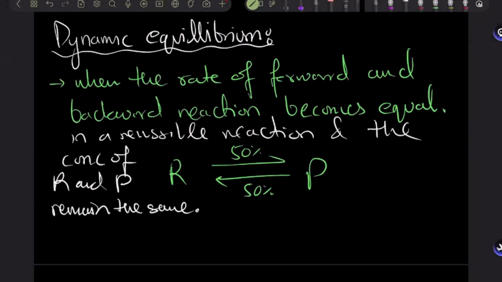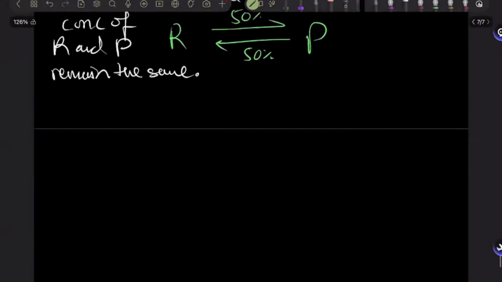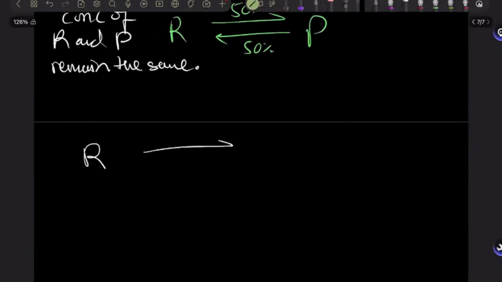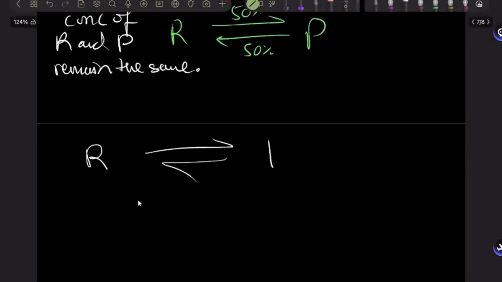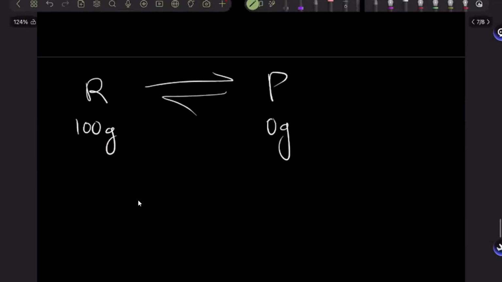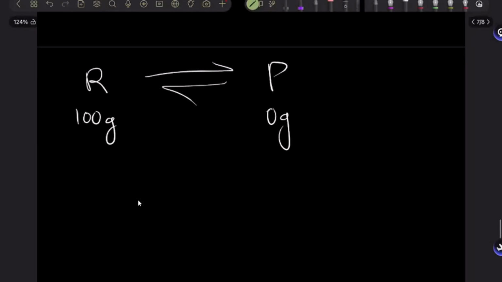Now, to explain the second part of this definition, I'll have to make a table again. All right, so let's do that for dynamic equilibrium. You started the reaction at time zero, and you had, let's say, 100 grams of the reactant, and 0 grams of product were made right now. Initially, what does the reactant do? It starts going in the forward direction and product is being formed.